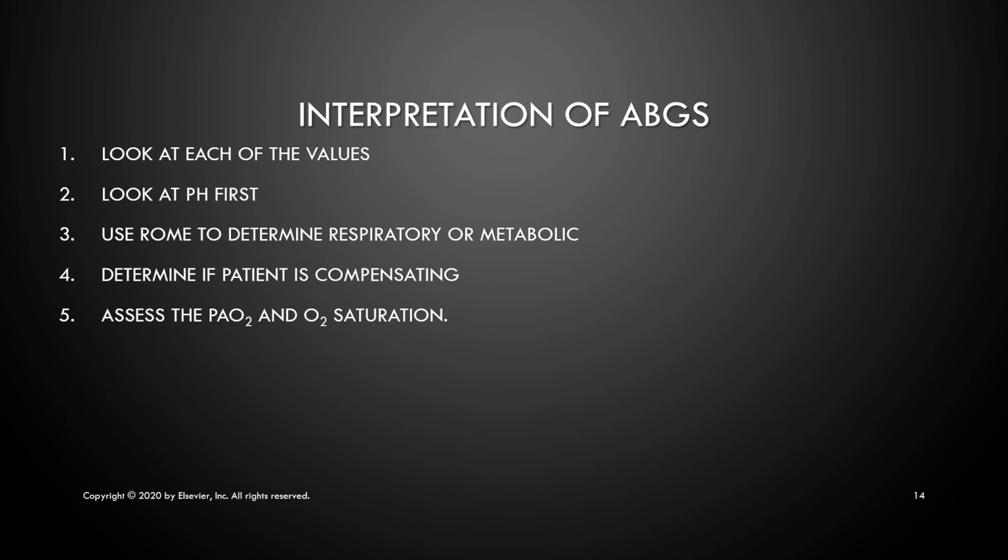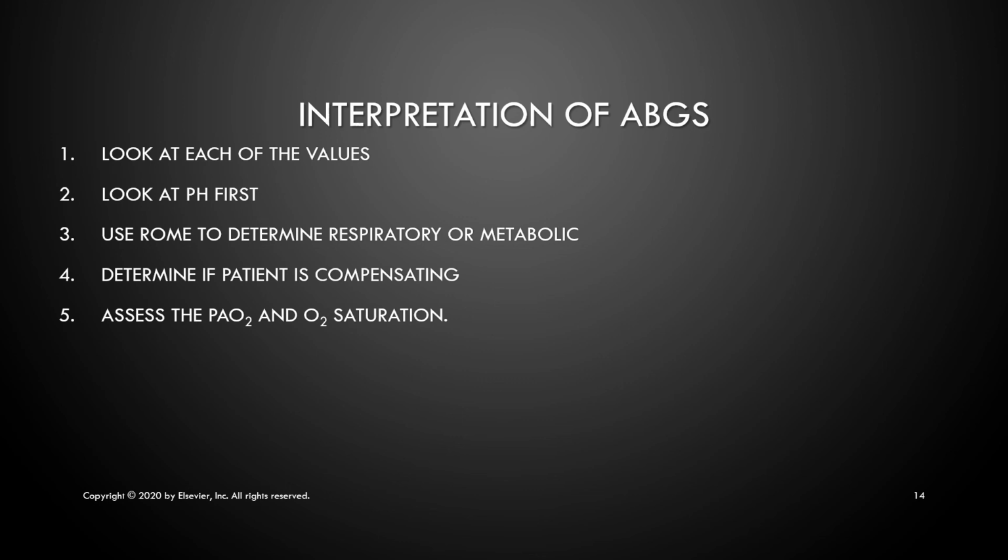And this is kind of where ROME comes in. So ROME stands for respiratory is opposite and metabolic is equal. And what this means is that in relation to the pH, if the pH is not normal and it's a respiratory problem, if the pH is low, then our PCO2 is going to be opposite of that and it's going to be high. If our pH is high, then our PCO2 is going to be opposite and it's going to be low.